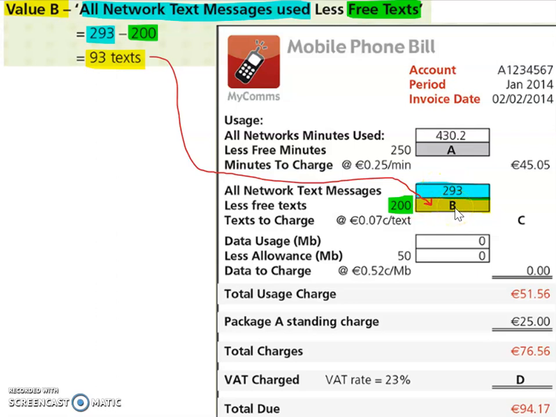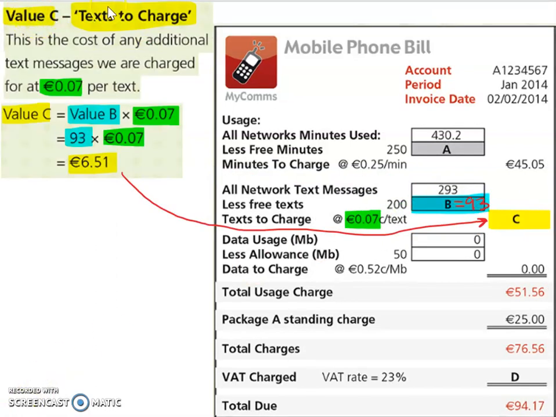B is going to be the number of texts that they actually get charged for. So it's going to be all network text messages used, less, which means minus, the free texts. 293 texts they used, minus the 200 free texts, leaves us with 93 texts. So that's what B is. B is 93. There's 93 texts that they have to get charged for. So 93 multiplied by 0.07, because they're getting charged 7 cents per text, is going to give us C. We're going to work that out in the next slide.